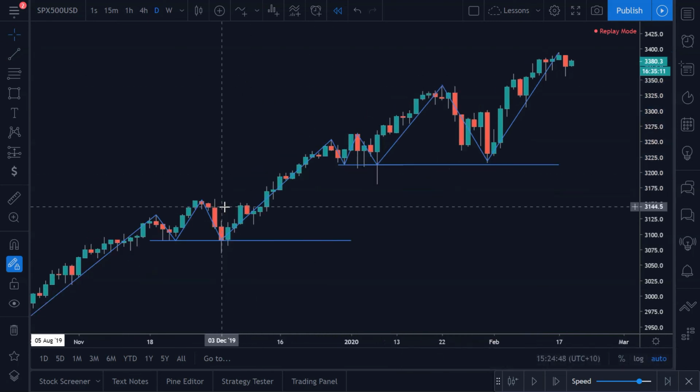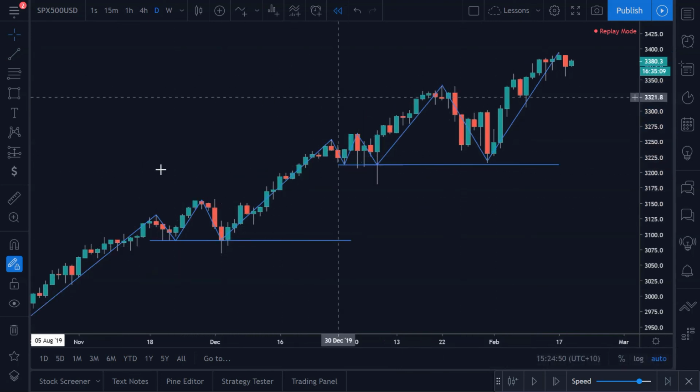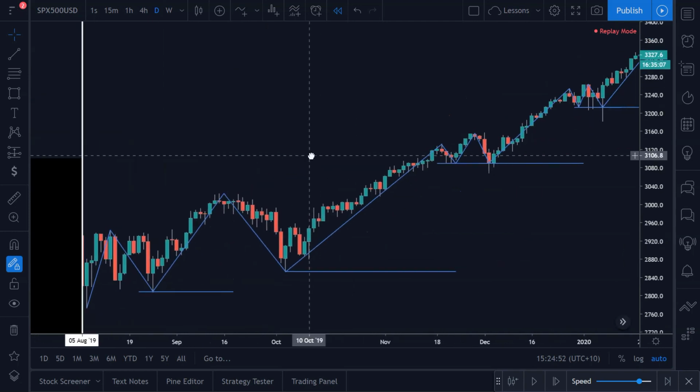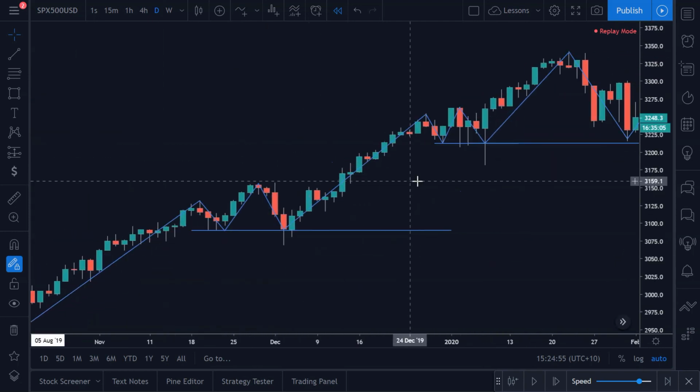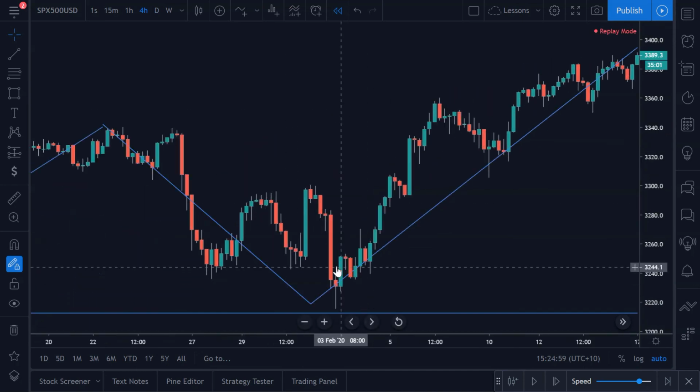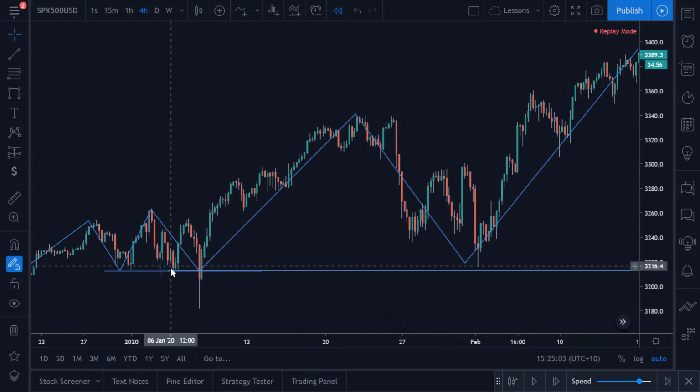So you can see there are multiple opportunities to take advantage of this trend analysis just on this chart alone. And if we drop down to a 4-hour chart, I'm sure that there were several opportunities. A bullish engulfing candle right there, straight off this zone. A double bottom in here, off this previous low.